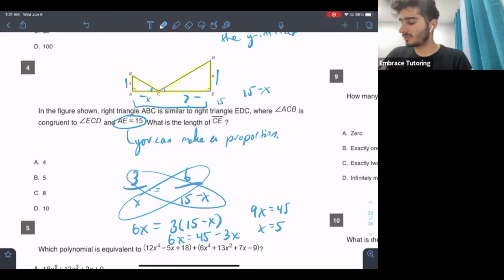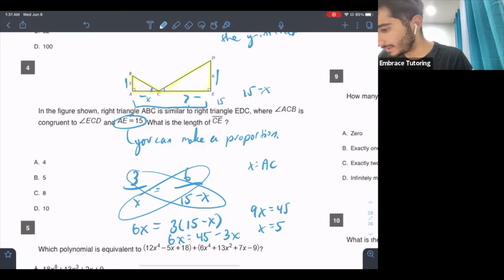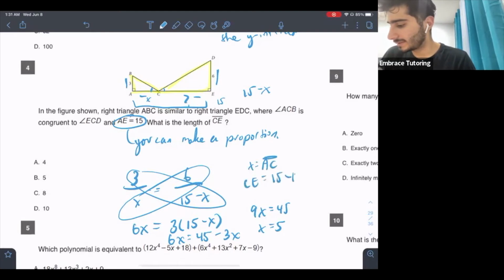Now, look at what they're asking for. They're asking for the length of CE, which is not 5, because x is the length of AC. The length of CE is 15 minus x, meaning that it's 15 minus 5, which is equal to 10.